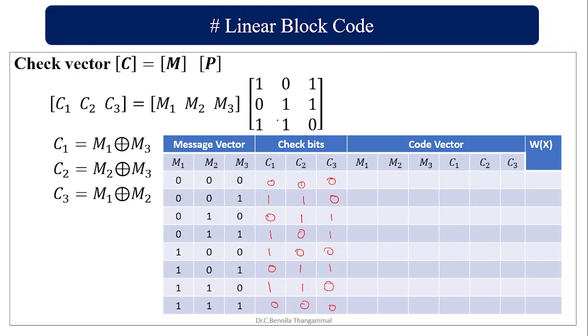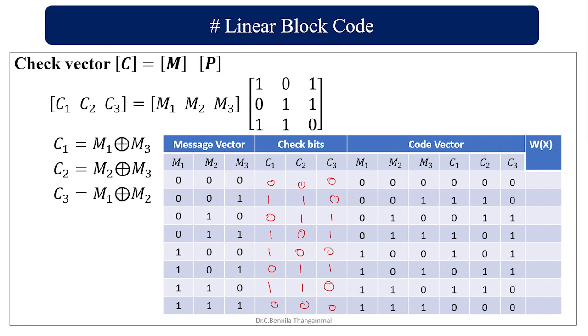So the combination of these will give you the code vector: the message and then the check bits will give you the code vector here. So this is going to be the code vector.